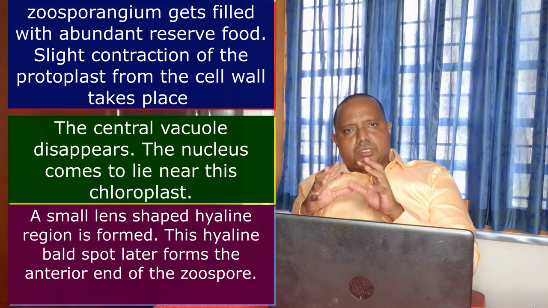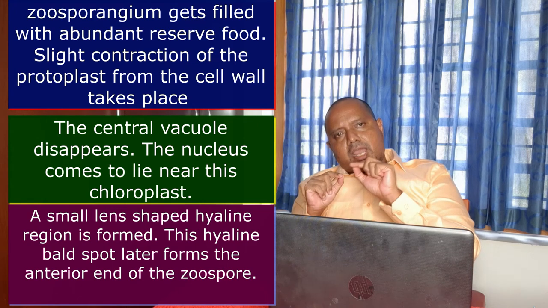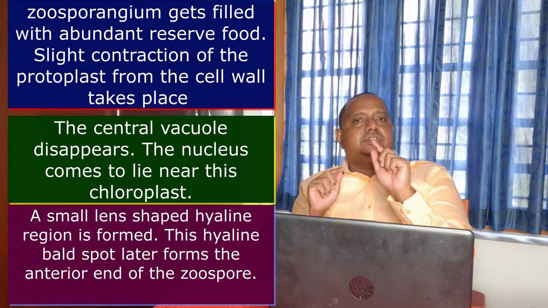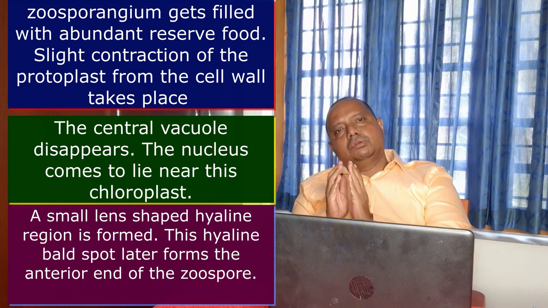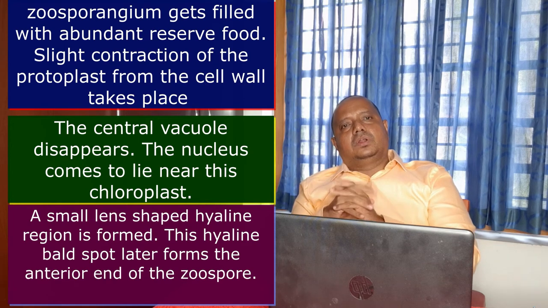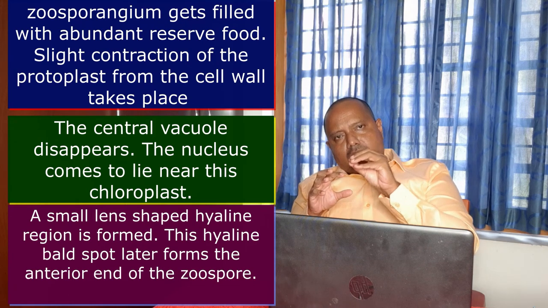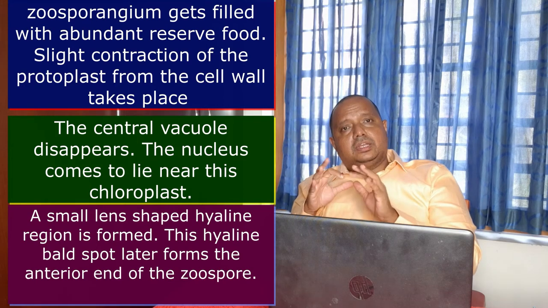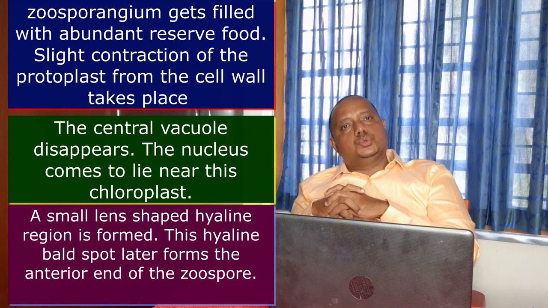The nucleus comes to the central position. One end of the cell becomes slightly conical and develops as a beak at the anterior end. A small lens-shaped hyaline region is formed between the nucleus and the cell wall. This hyaline portion becomes the hyaline bald spot in the anterior end of the zoospore.